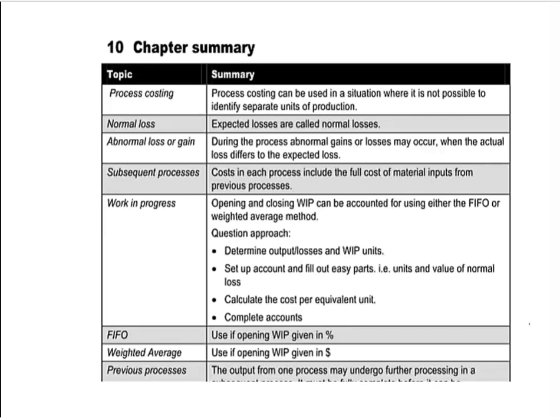This chapter has enabled us to look at how to cost processes which produce products which are not separately identifiable until the point of separation. So when we don't have separate units, we use process costing. And there's terminology then to be aware of. So expected losses are called normal losses, and losses that were unexpected are abnormal gains or losses. Subsequent processes then are when we're using things from one process to become the inputs to the next process.